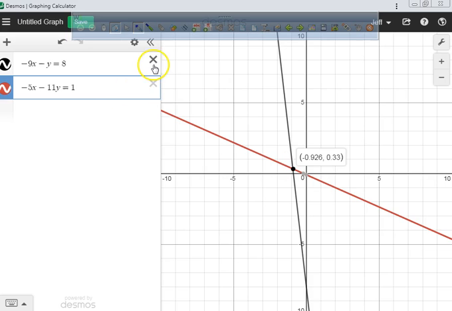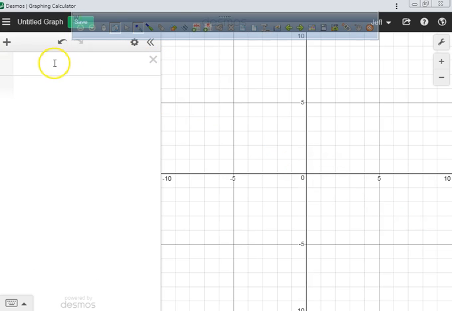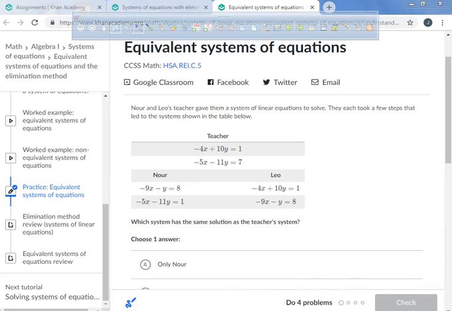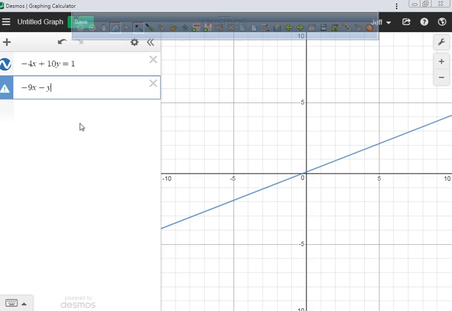Okay. Does anybody have the other person, which is Leo? Anybody have Leo's equation? Go ahead. Leo's, yeah. Negative 4x plus 10y equals 1. Okay. All right. What's the next one? Negative 9x minus y. Oh, minus y. Okay, yeah. Minus y equals 8. Okay, let's see where they cross.